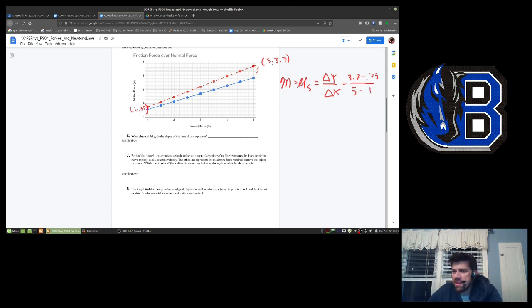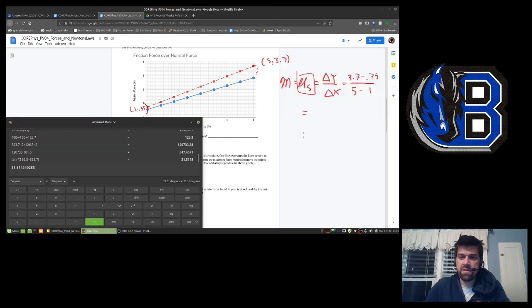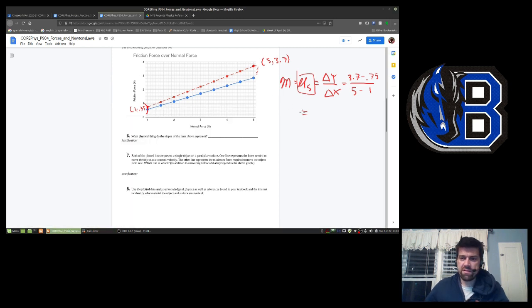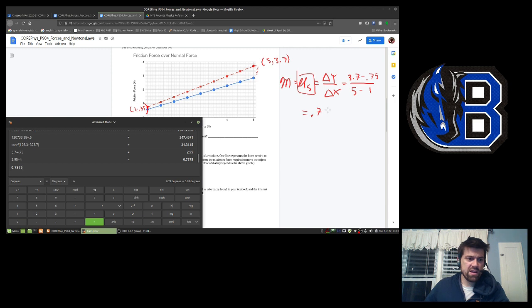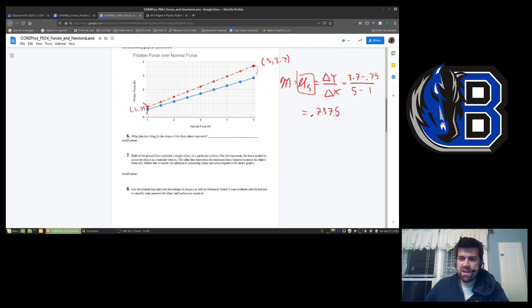And just to be clear here, this is 3.7 newtons minus 0.75 newtons. So newtons in the numerator, and 5 newtons minus 1 newton, newtons in the denominator. Newtons over newtons cancel out, which is what we'd expect for a coefficient of friction. So 0.7375. Okay, so that's our coefficient of static friction.